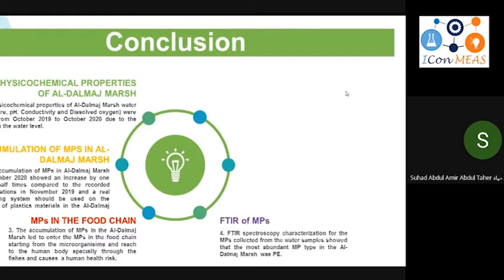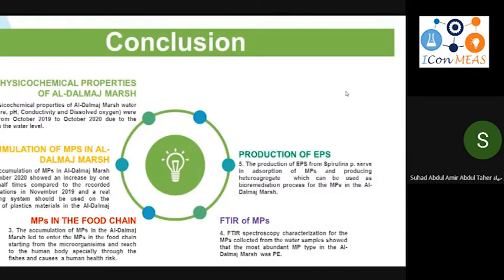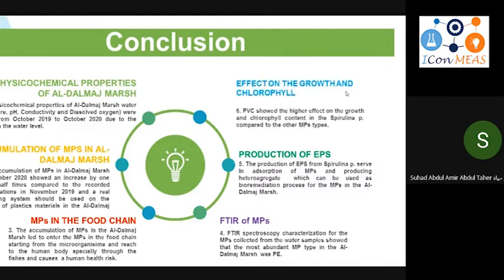FTIR spectroscopy characterization of the microplastics collected from the water sample showed that the most abundant microplastic type in the Delmage marsh was polyethylene. The production of exopolymer from Spirulina platensis and adsorption of microplastics produce heteroaggregates, which can be used as a bioremediation process for the microplastics in the Delmage marsh. Polyvinyl chloride showed the highest effect on growth and chlorophyll content in Spirulina platensis compared to the other microplastic types.